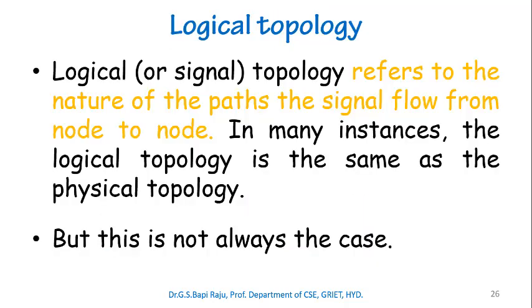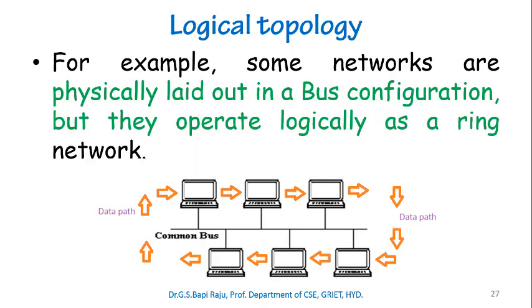When it comes to logical topology, it doesn't refer to the physical structure. It refers to the nature of the path the signal flows from one node to another node. In many instances, the logical topology is the same as the physical topology, but this is not always the case. You can see this example. It is actually a common bus topology, a physical bus topology. But in fact, the way the signal is moving is a ring topology.